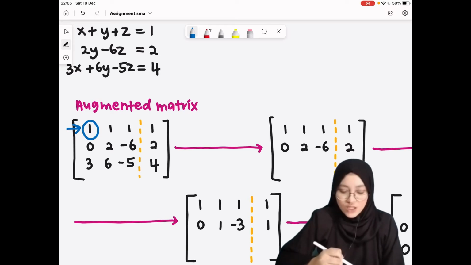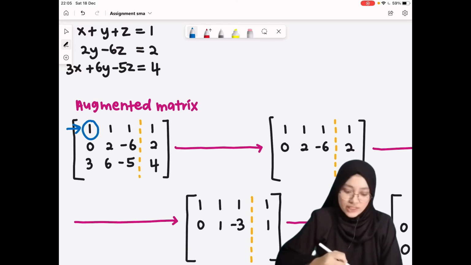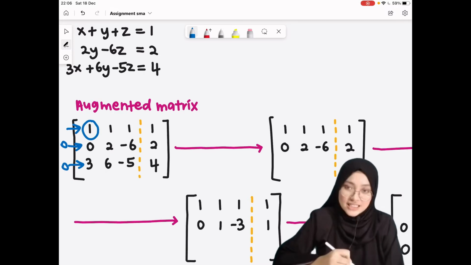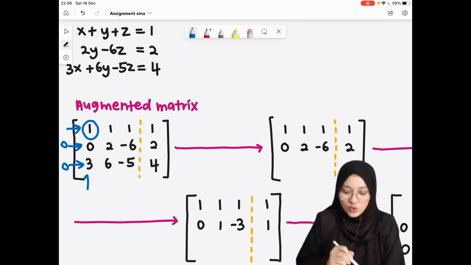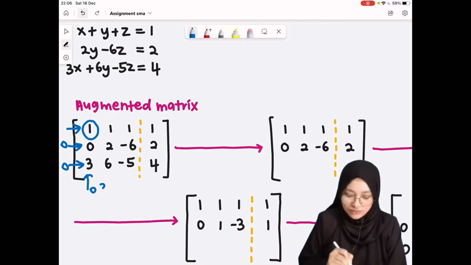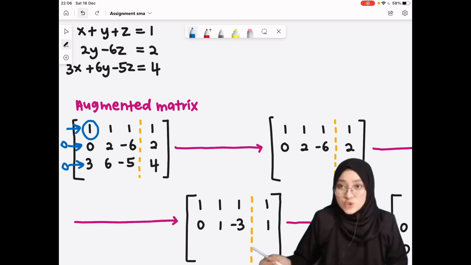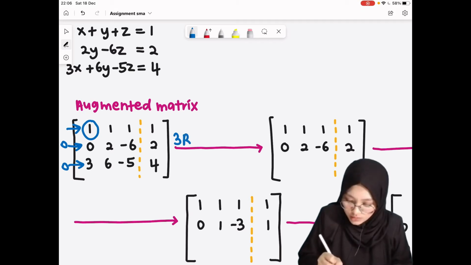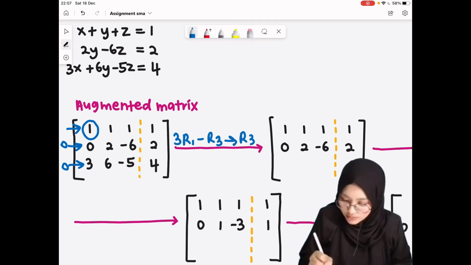Next, the step is we need to check that the numbers below the leading one must be all 0. As we can see here, this is the number below the leading one. This is already 0. And this 3 must become a 0. So, how to make this number become a 0? We need to do some operations here. What we need to do is multiply 3 with row 1, and then minus row 3, and write it down in row 3.